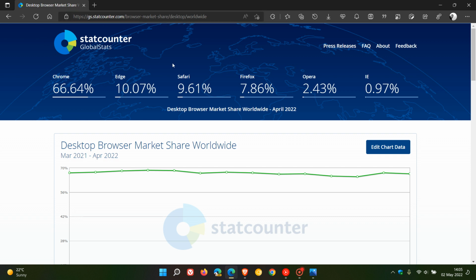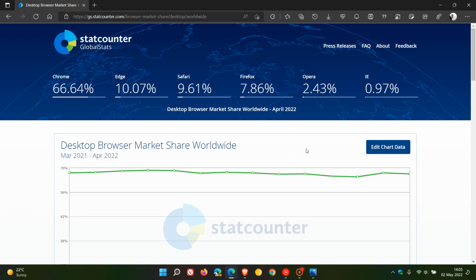So Statcounter has published and posted their latest survey results for the desktop browser market share worldwide for the month of April 2022. And as we can see, according to Statcounter, for the month of April, Microsoft Edge now has more than 10% of the overall browser market share when it comes to browsers installed on desktop PCs worldwide.